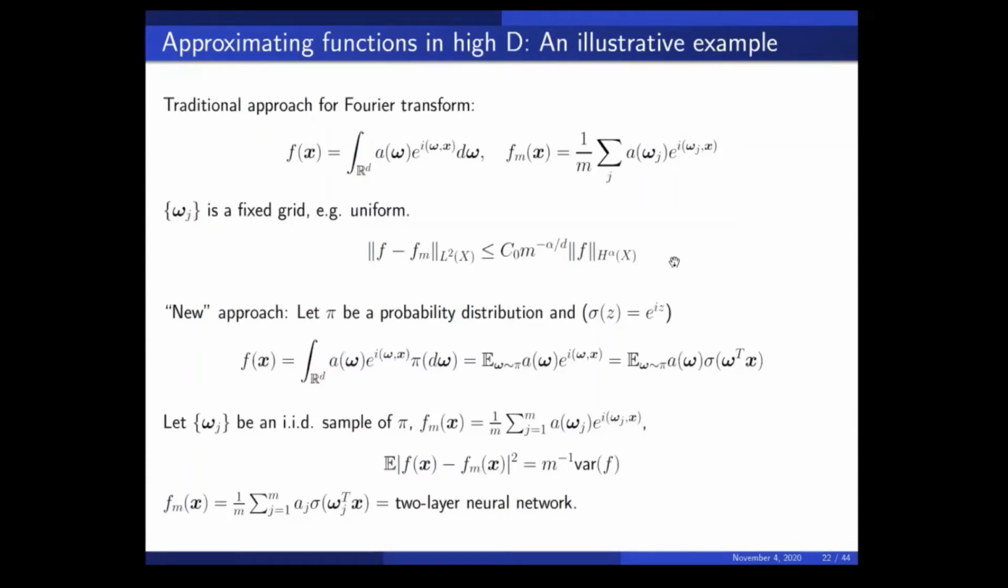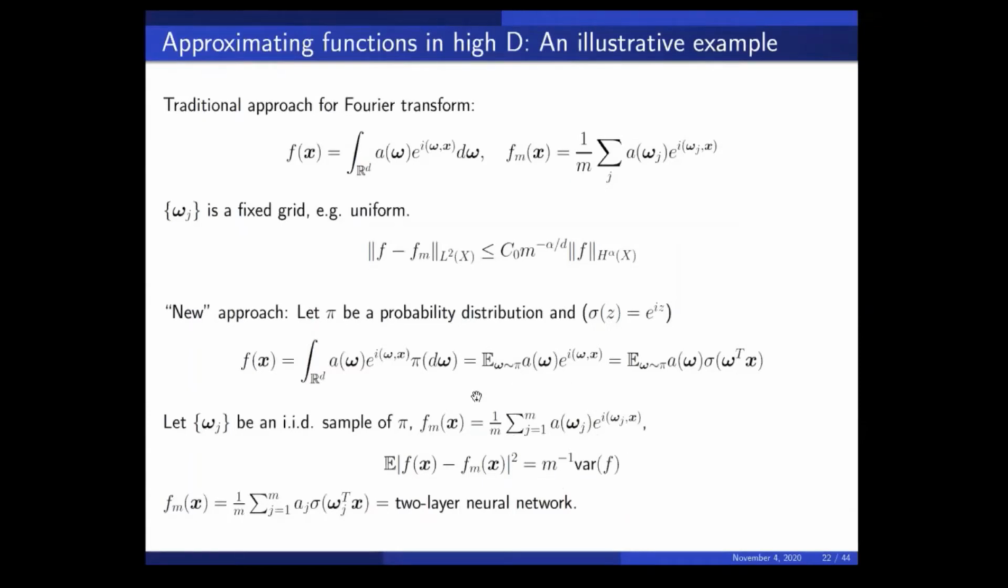But now, imagine we replace this representation of the function by this representation. The only change here is that we replace d omega by pi d omega, where pi is a probability distribution. In this case, this function f can be written as an expectation. Then it's very natural to approximate this by Monte Carlo. With Monte Carlo, the error rate is this, as we saw before.